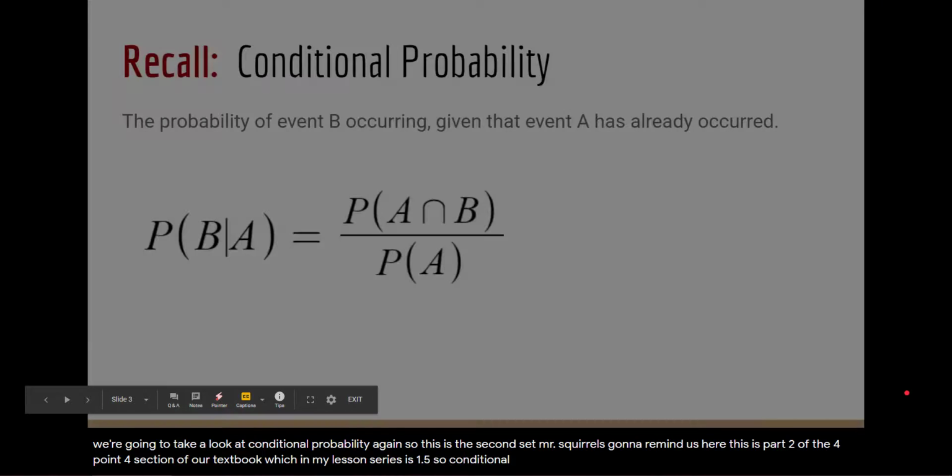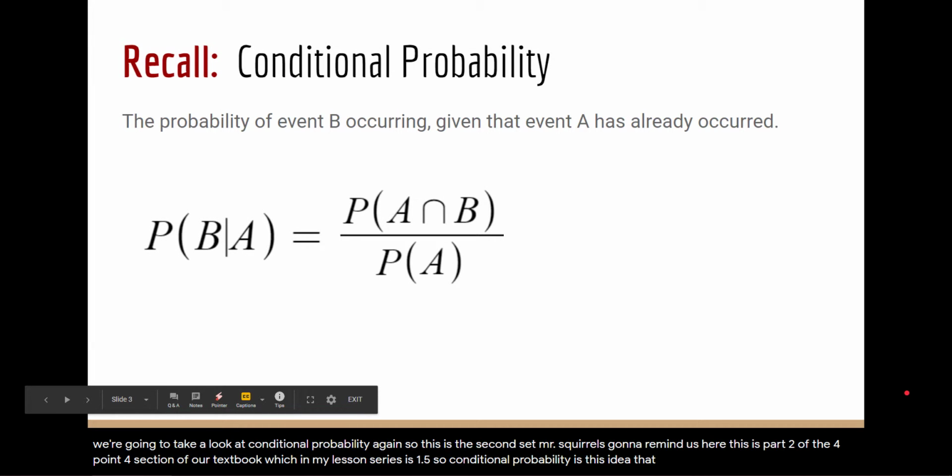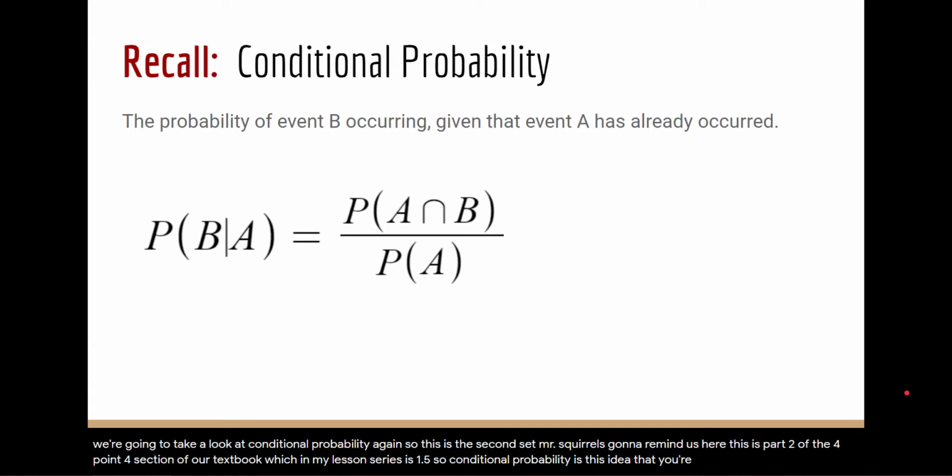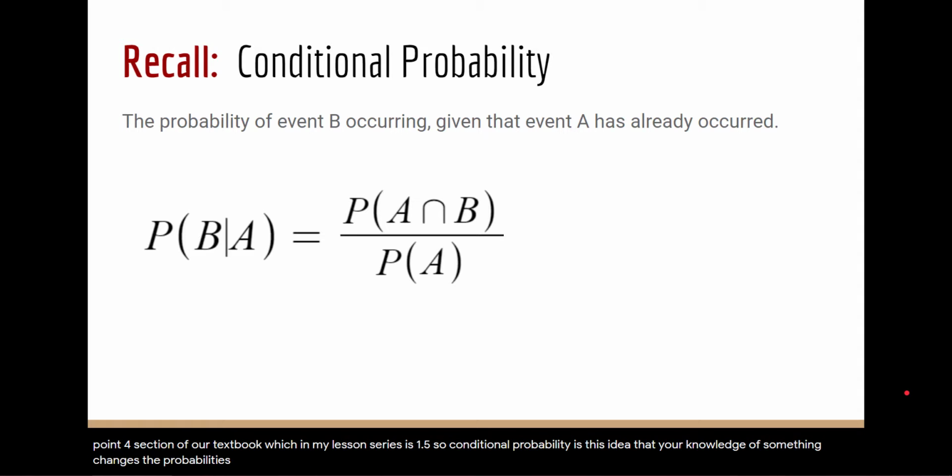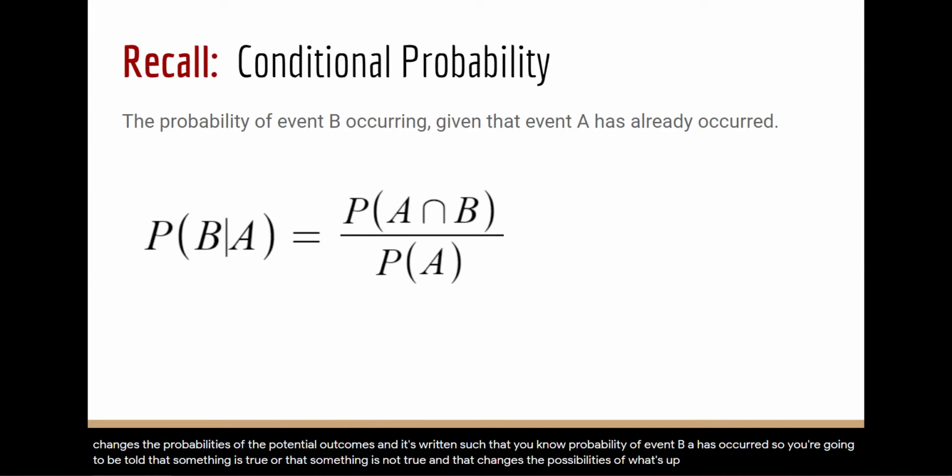So conditional probability is this idea that your knowledge of something changes the probabilities of the potential outcomes. And it's written such that, probability of event B given that event A has occurred. So you're going to be told that something is true or that something is not true, and that changes the possibilities of what's about to happen.